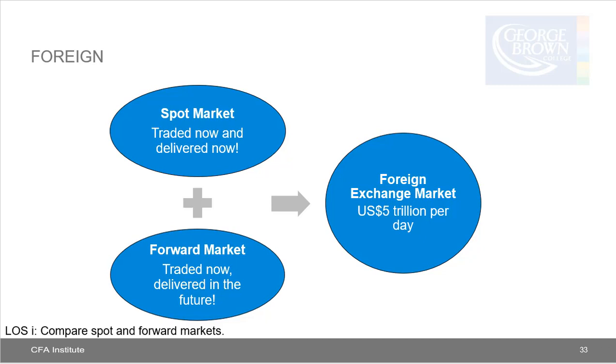Foreign exchange transactions may take place in the spot market or in the forward market. So you have to understand the difference between the two. The spot market is where currencies are traded now and delivered immediately on the spot. The exchange rate for the transaction is called the spot exchange rate or spot rate. In contrast, the forward market is where currencies are traded now but delivered at some future date, such as 1 month or 3 months from now.